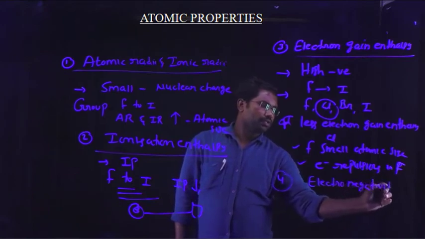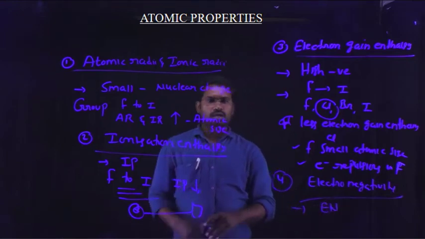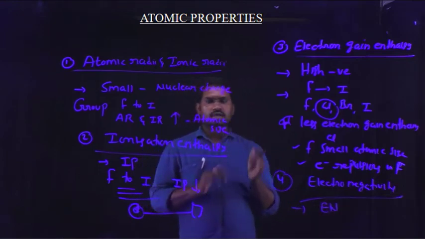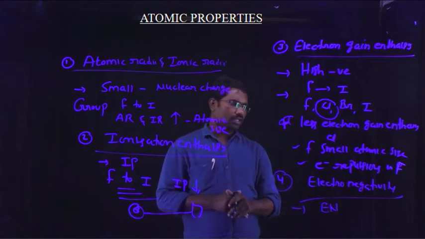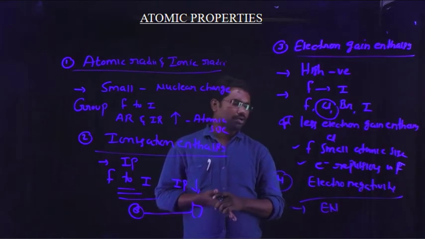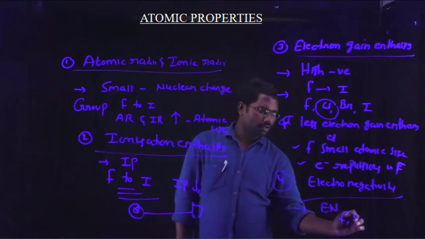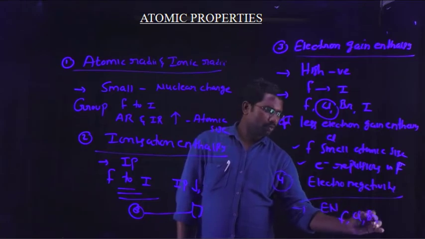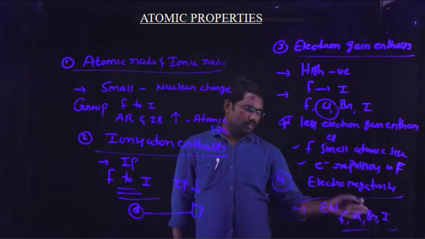Electronegativity values are denoted by EN. So what are electronegativity values? The tendency of accepting a pair of electrons towards itself is known as the characteristic of electronegativity. Generally, halogens are high electronegativity elements. From fluorine to iodine, the halogens are like this: fluorine, chlorine, bromine, iodine. From fluorine to iodine, the electronegativity decreases.